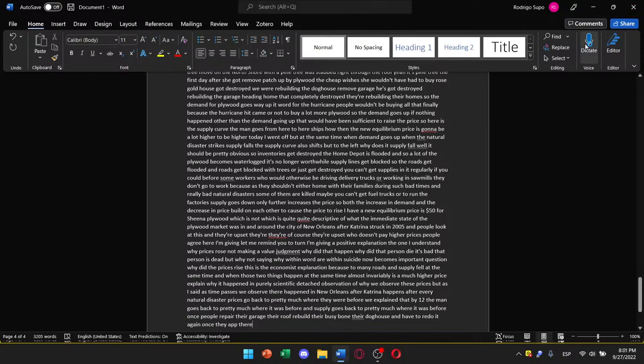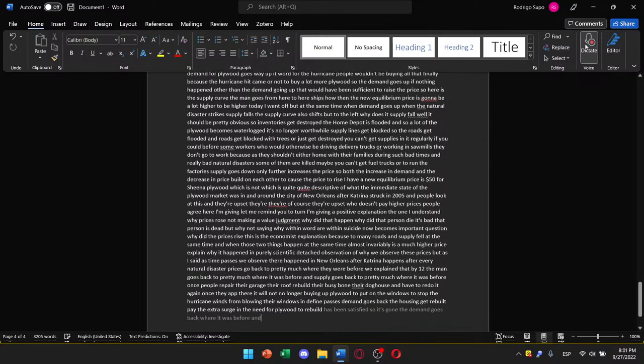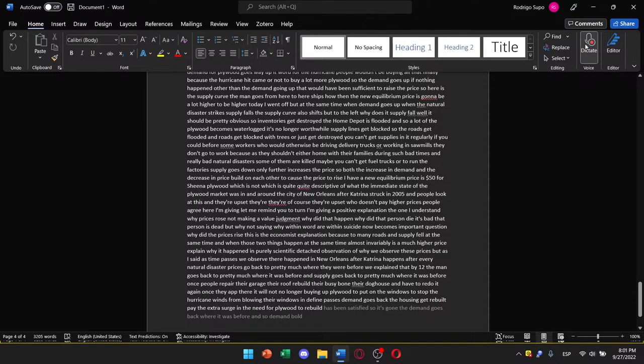So demand goes back. People are no longer buying up plywood to put over the windows to stop the hurricane winds from blowing their windows in. As time passes, demand goes back. The houses get rebuilt. The extra surge in the need for plywood to rebuild has been satisfied, so it's gone. So demand goes back to where it was before. And so demand falls as time passes after the natural disaster.